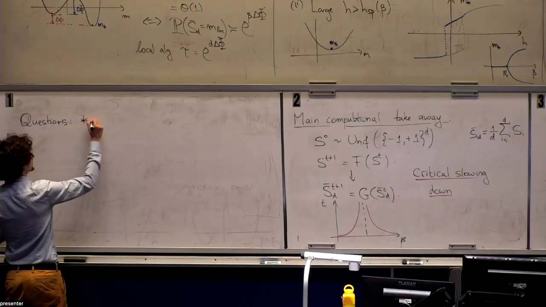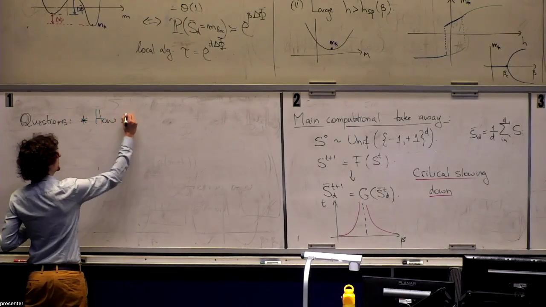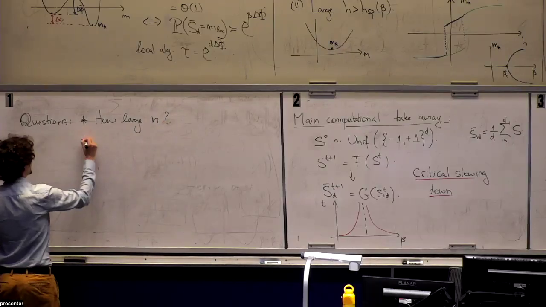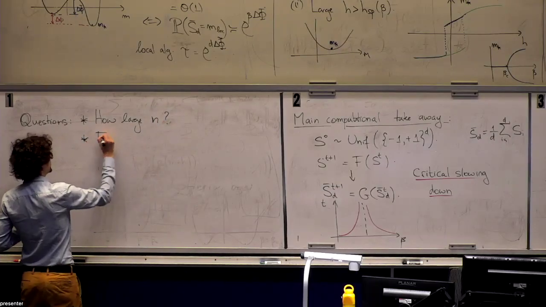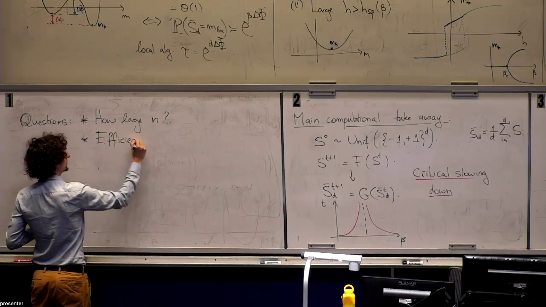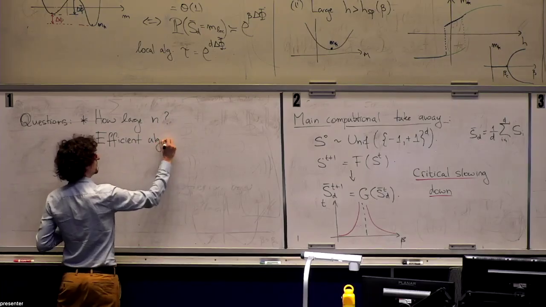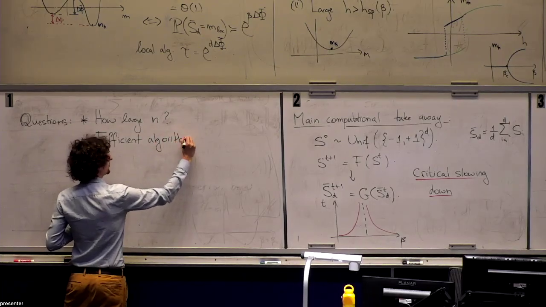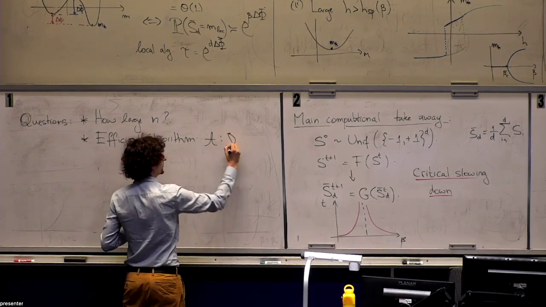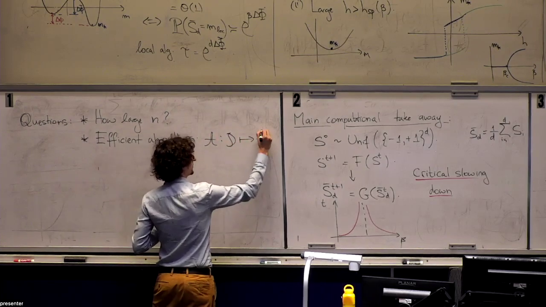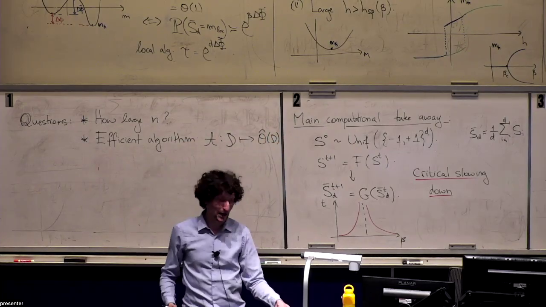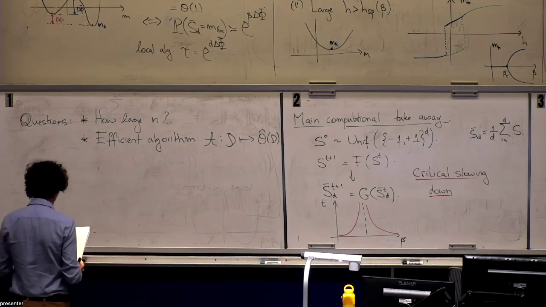So question 1, how large do you need n to be? Question number 2, efficiency of the algorithm. An algorithm meaning a procedure that takes your data and gives you an estimator of theta star. So an algorithm that runs, let's say, in polynomial time in the dimension of theta star.